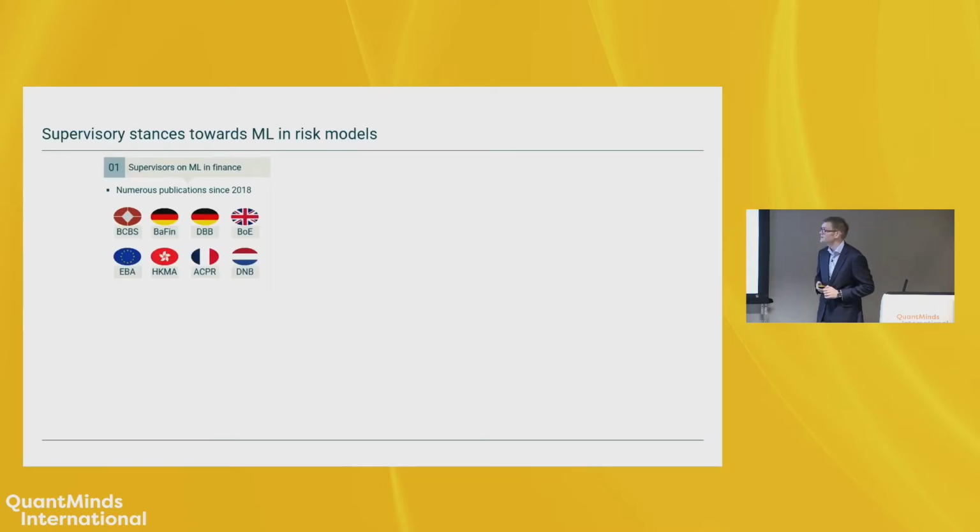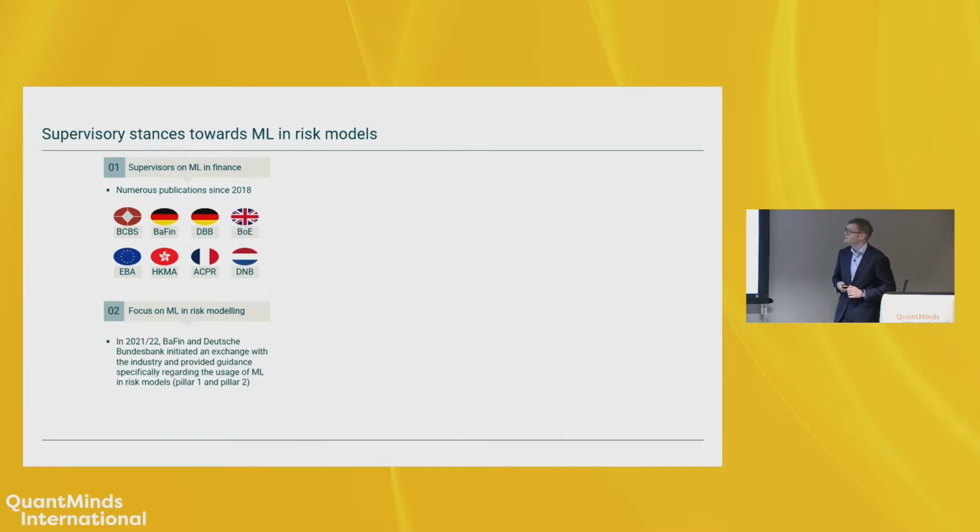Okay, now a couple of words maybe on what the supervisors have published. They have published quite a lot, and obviously I cannot go into details here in this talk, but there has been one publication in particular by the German banking supervisor, by BaFin and Deutsche Bundesbank, on usage of machine learning in risk models in particular.